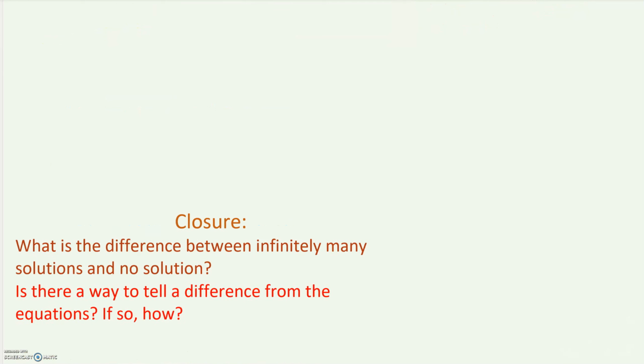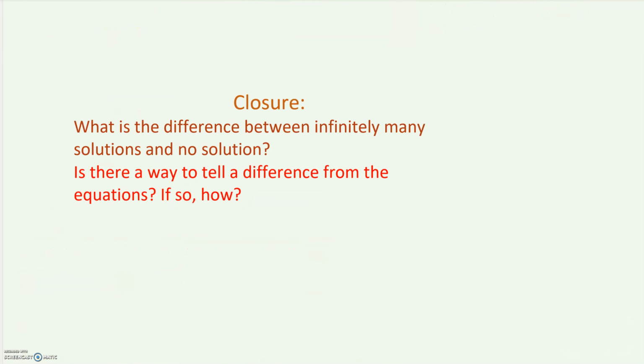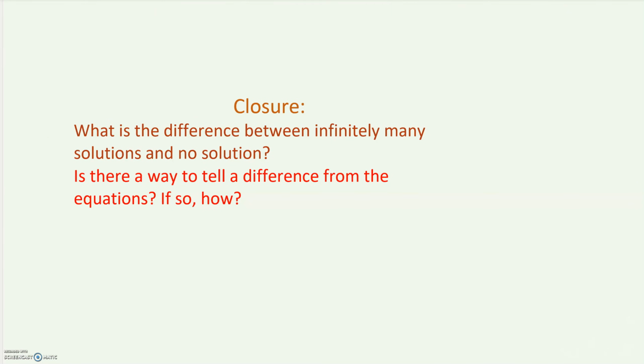Oh, yep, what happened? We talked about that. So now your closure for today is, what is the difference between infinitely many solutions and no solution? Last class we talked about no solution. And is there a way to tell a difference from the equations? And if so, what is that difference? Can you look at an equation and say this one's going to be infinitely many solutions, or this one is going to be no solutions? And if you can, tell me how. Go ahead, write that down, pause the video, and then that's the end.